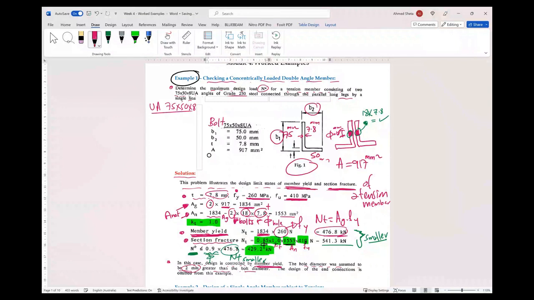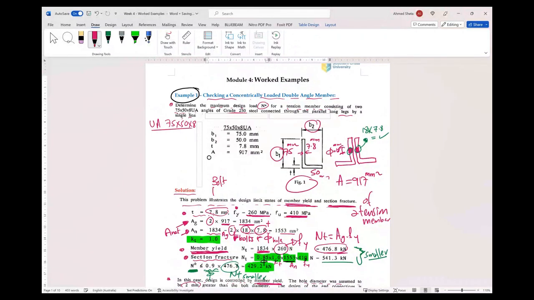is, I don't know why it moved. This is because it is a table. So the bolt is 16 millimeter. So M16 was used here. Okay.